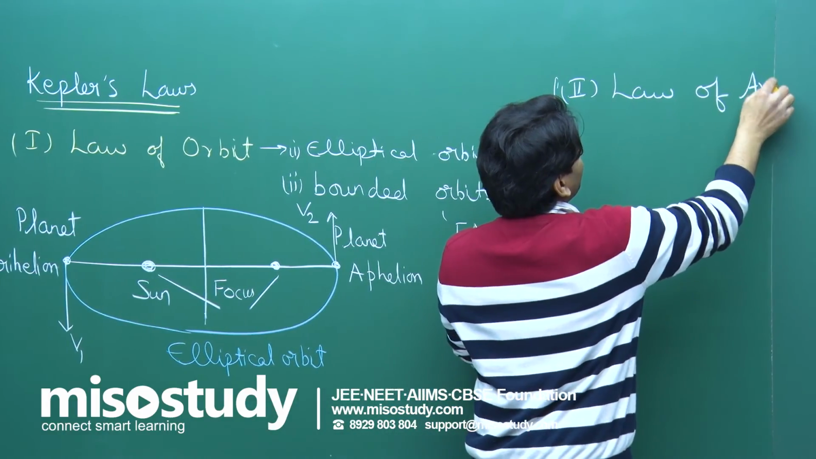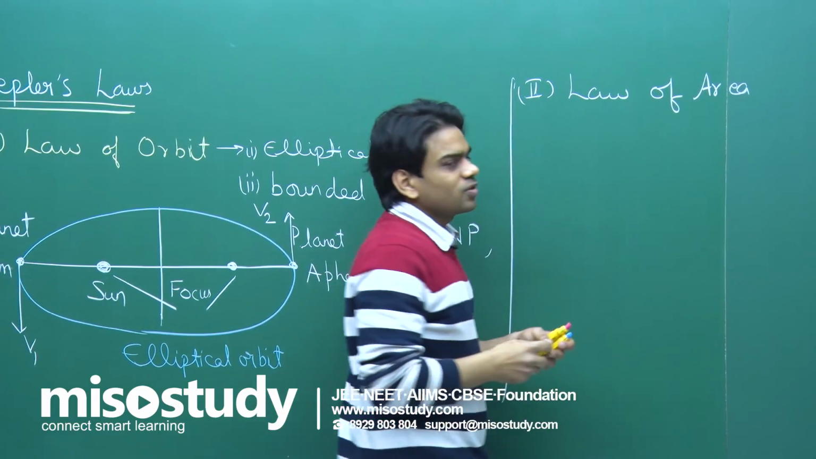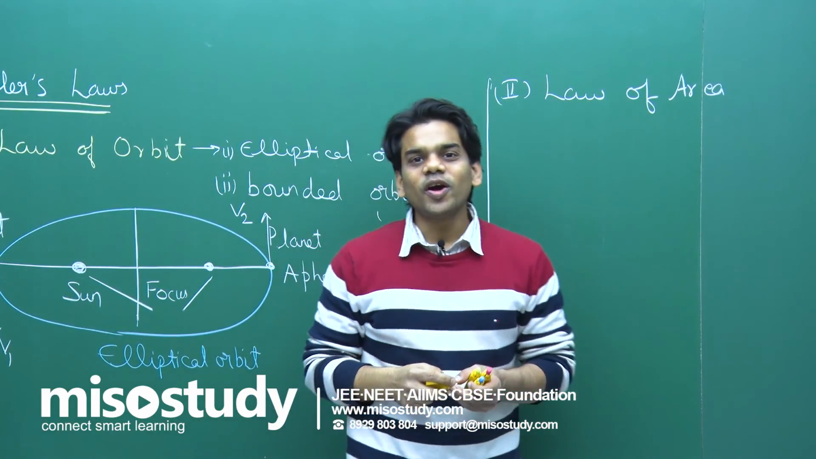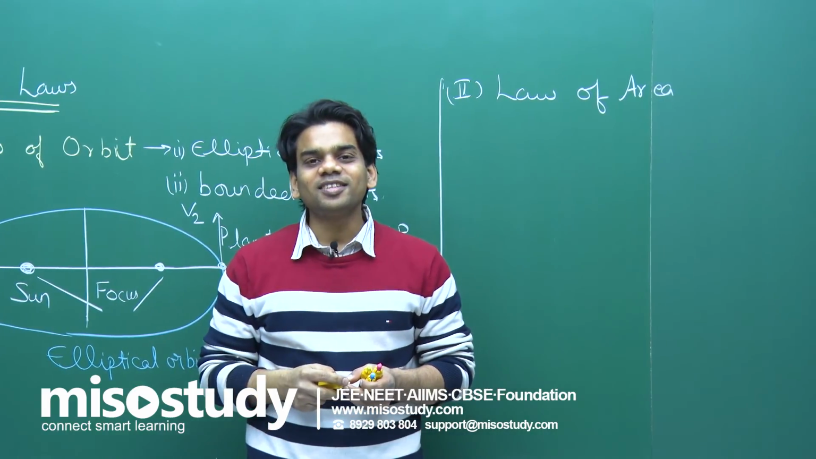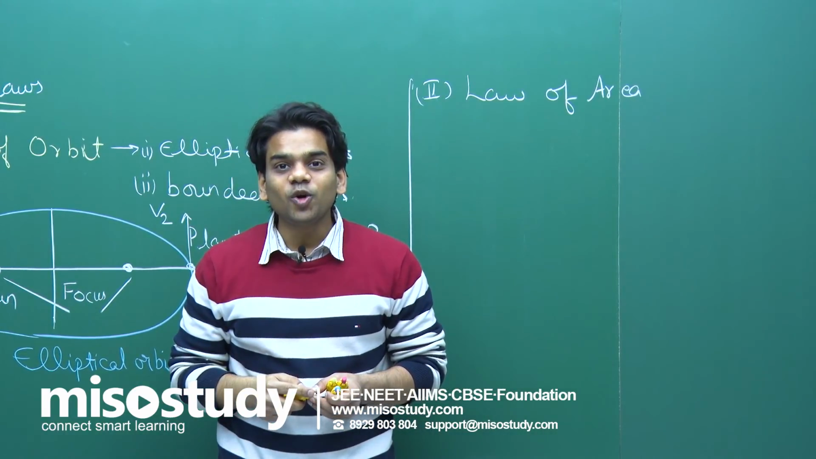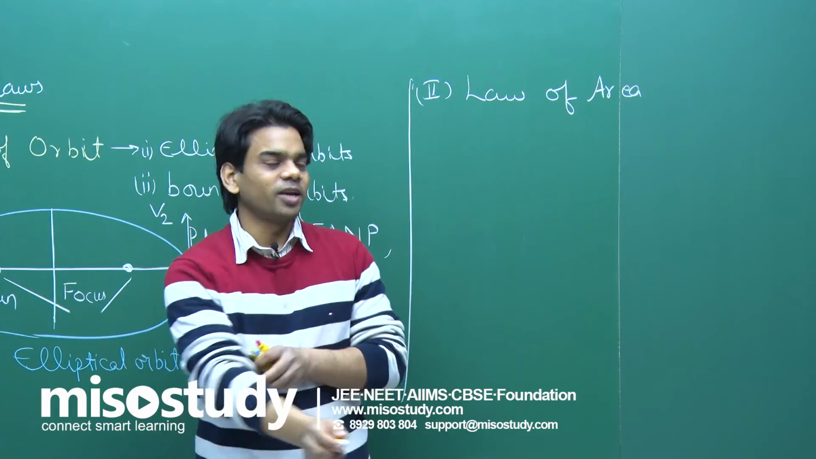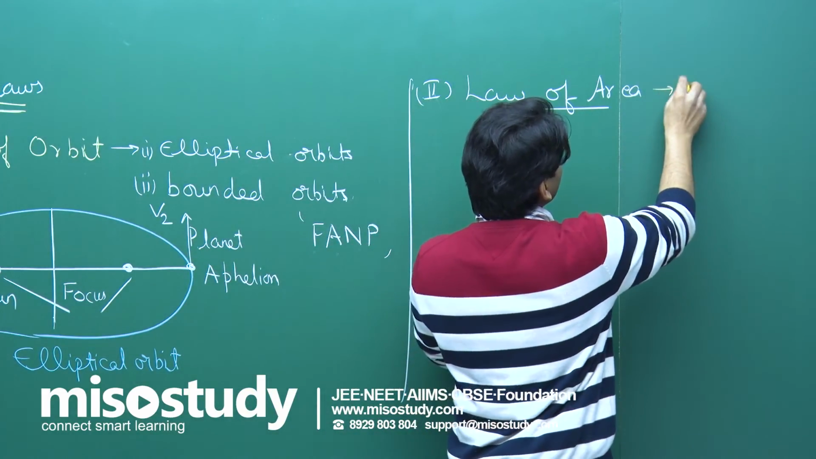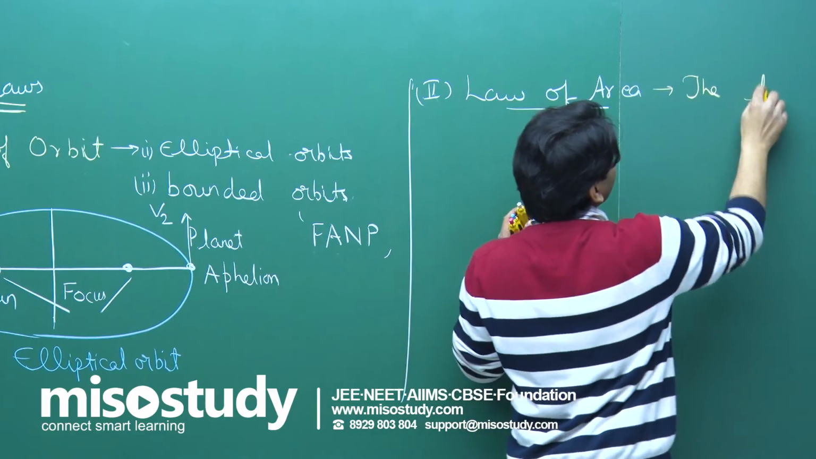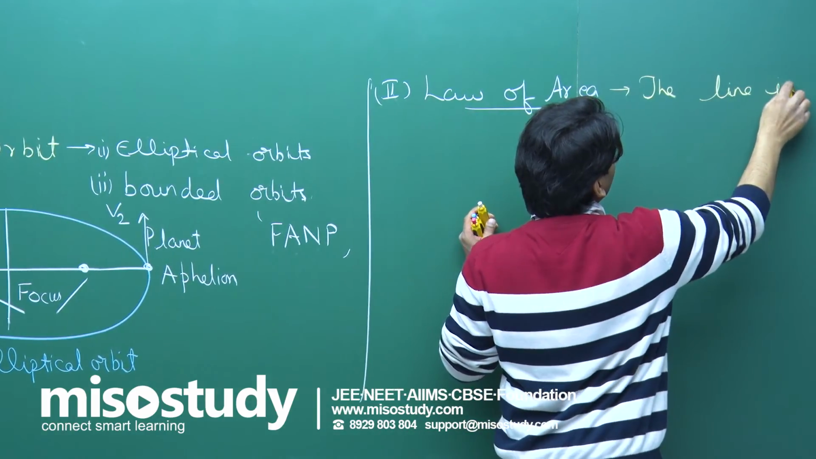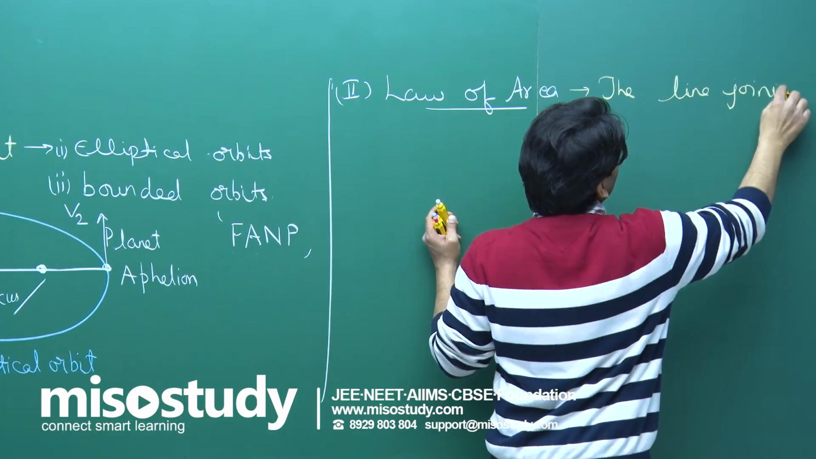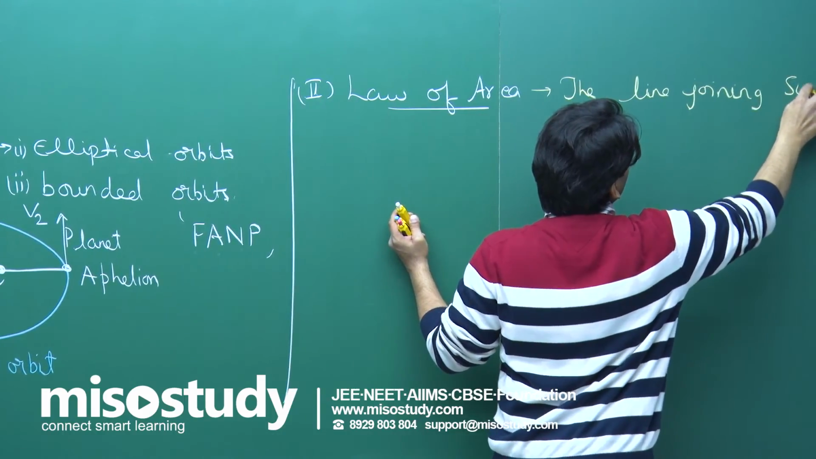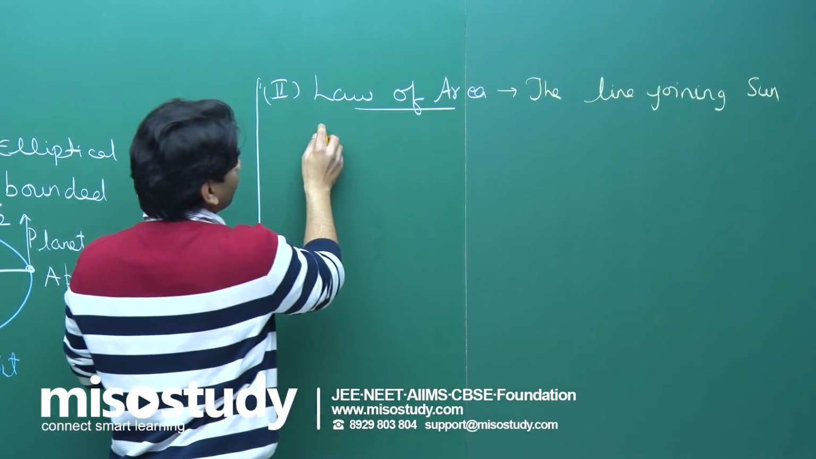Very simple law it is, the law of area. Now this law says that the line joining the planet and the sun sweeps equal area in equal interval of time. I am writing here the law: the line joining sun and planet sweeps equal area in equal interval of time.